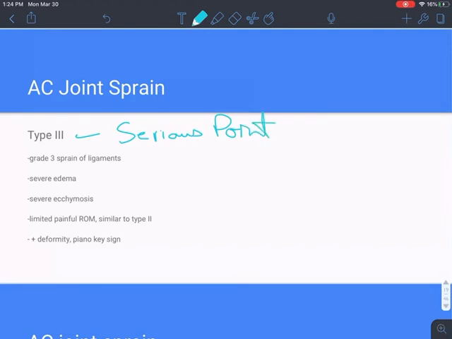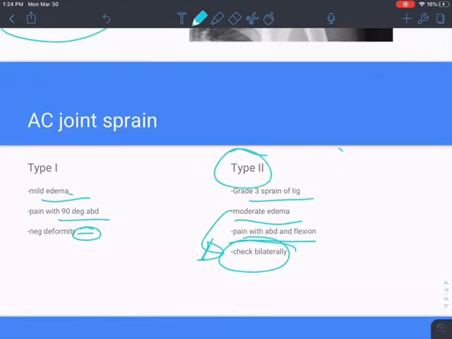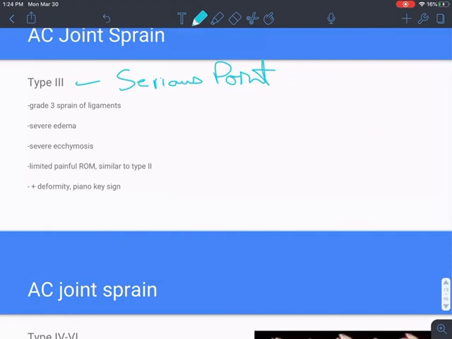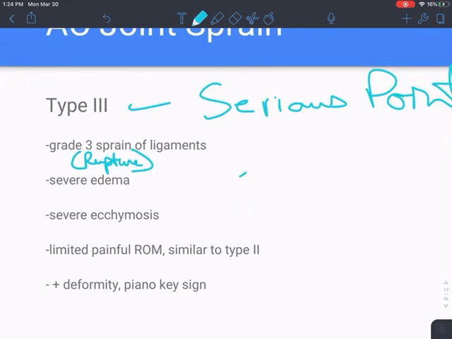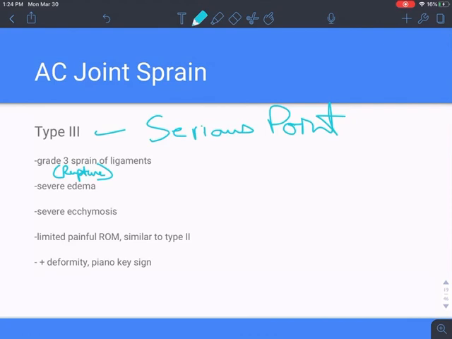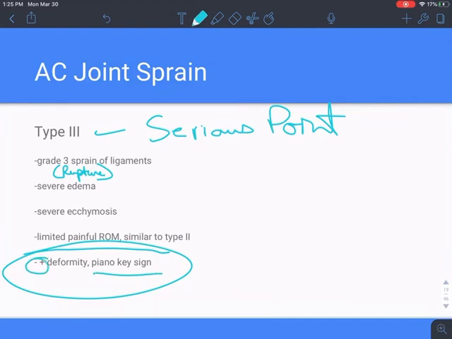Conservative treatment, really? Even for a grade 2, conservative treatment, some docs say no play for 3 weeks. Just depending. All right, so type 3, so grade 3 sprains of ligaments. A grade 3 sprain is a rupture, a complete tear of the ligaments. You're going to have a good amount of edema, a good amount of ecchymosis, limited painful range of motion, and then you're going to have a positive deformity, and it's called a piano key sign.